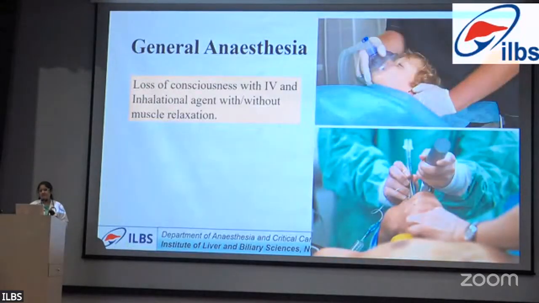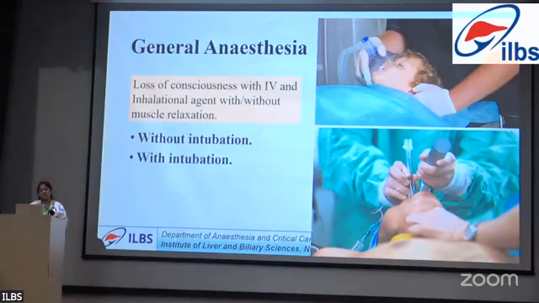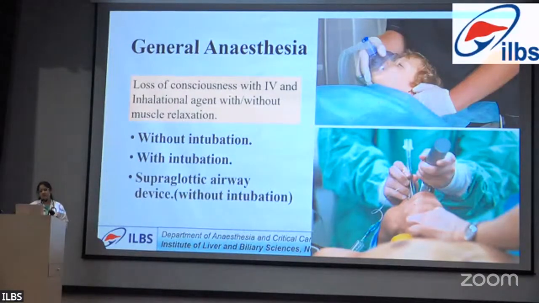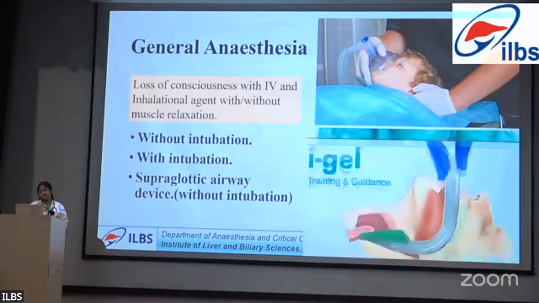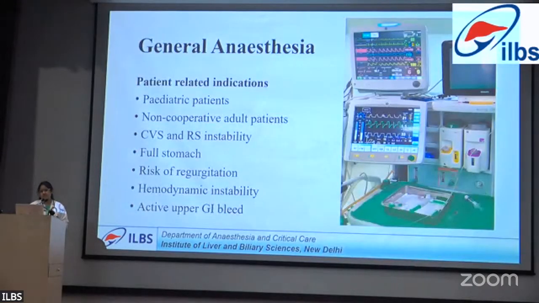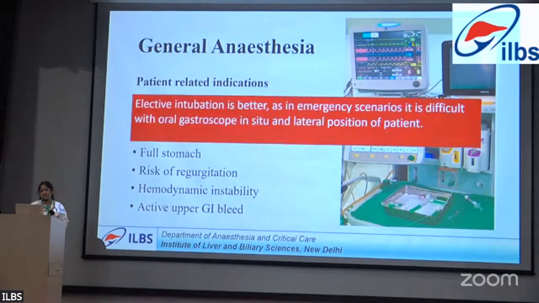Then comes general anesthesia, where there is loss of consciousness with IV and inhalational agents, with or without muscle relaxation. It can be done without intubation, with mask ventilation, usually in pediatric patients, or with intubation or supraglottic airway devices, that is, laryngeal mask airways. General anesthesia is usually needed in pediatric and non-cooperative patients, patients with cardiovascular or respiratory instability, full stomach, risk of regurgitation, hemodynamic instability, and active upper GI bleed.